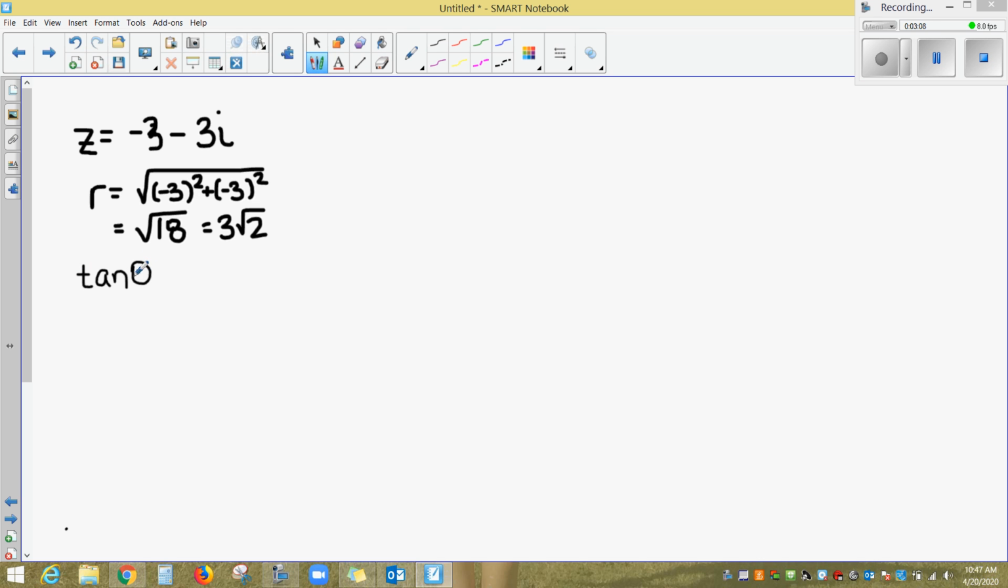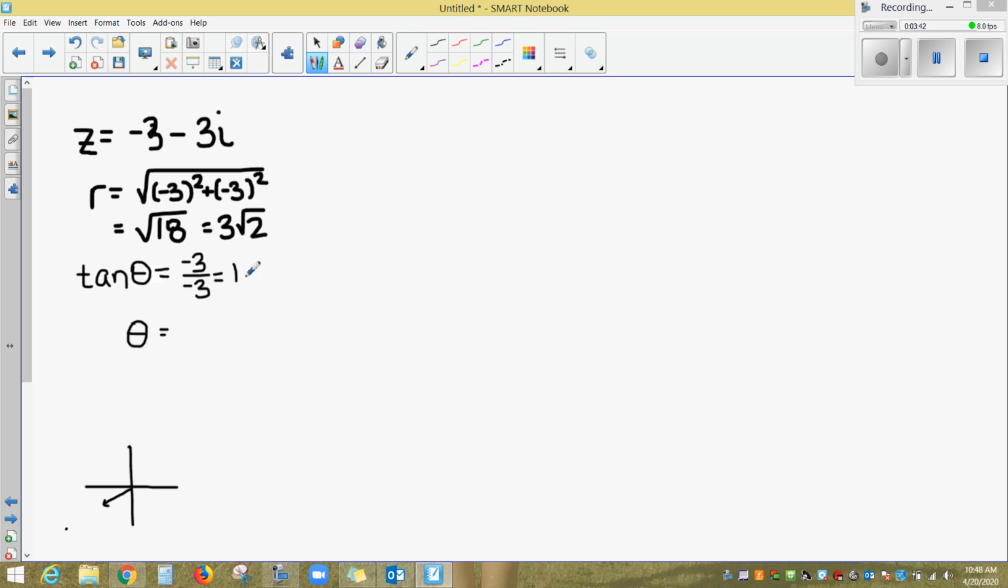Now to find theta, we know that tangent of theta is b over a. It's kind of boring because they're both negative 3, so the tangent of theta is equal to 1. Now when we're determining what theta is, yes, we're going to use arctangent, but I have to be really careful here. If we're looking at the complex number negative 3 minus 3i, understand that that's a vector in the third quadrant.